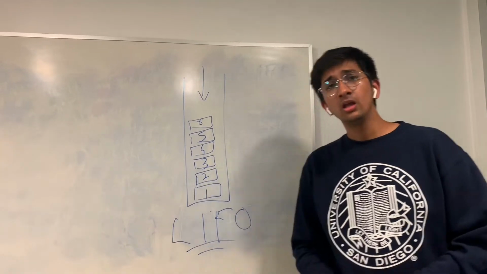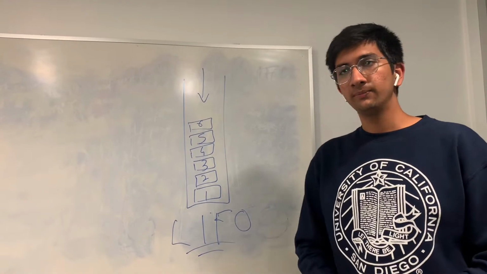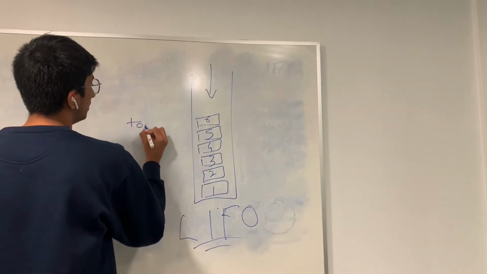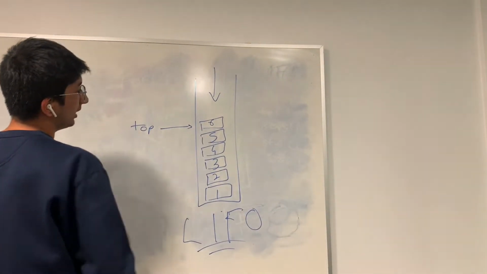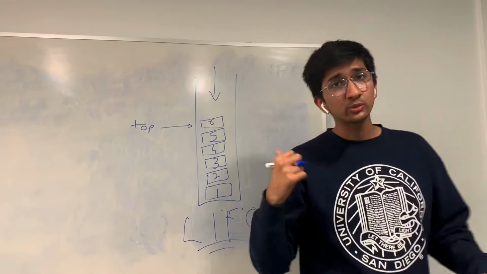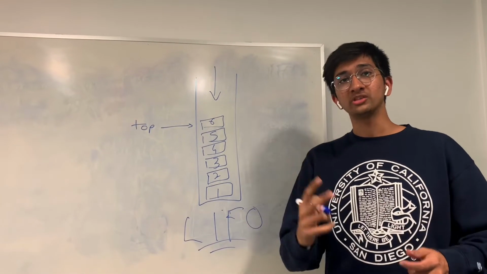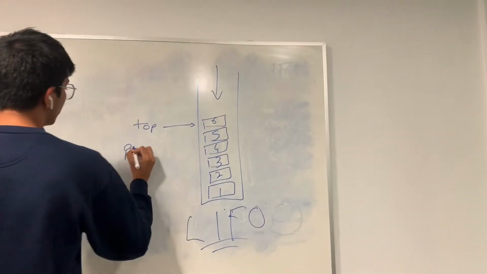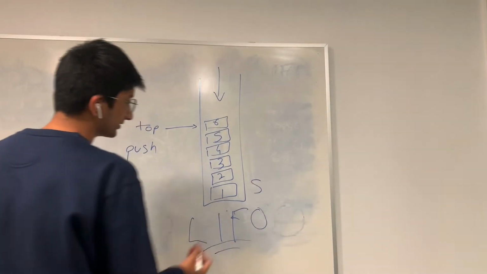Now let's talk about some basic operations we can perform on a stack. Every stack has a variable called top. This top variable points to the topmost element of a stack, which here is element number 6. Using this variable, we will be talking about two main operations that we can perform. The first operation is the push operation. Now let us name this stack as stack S.